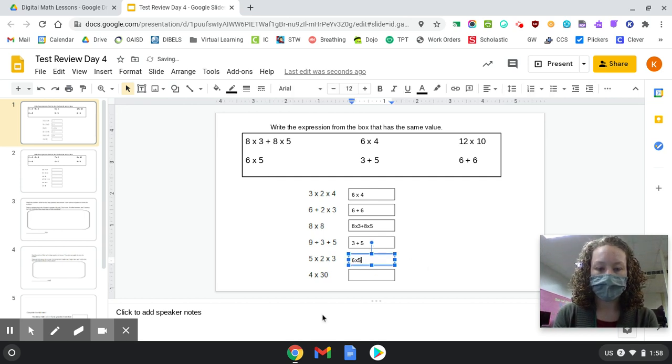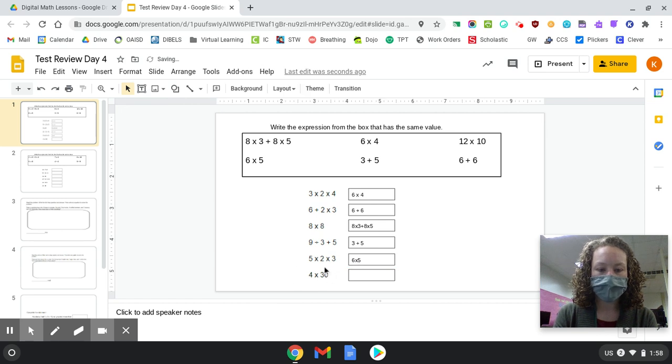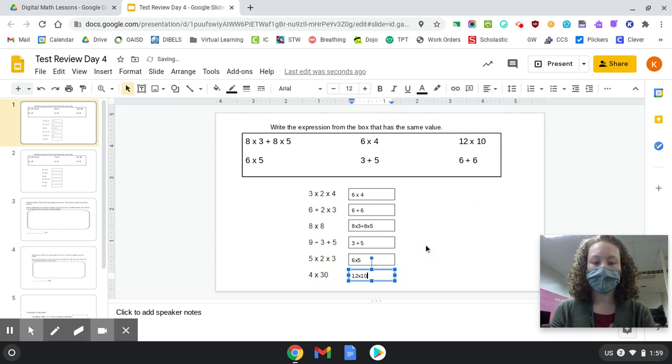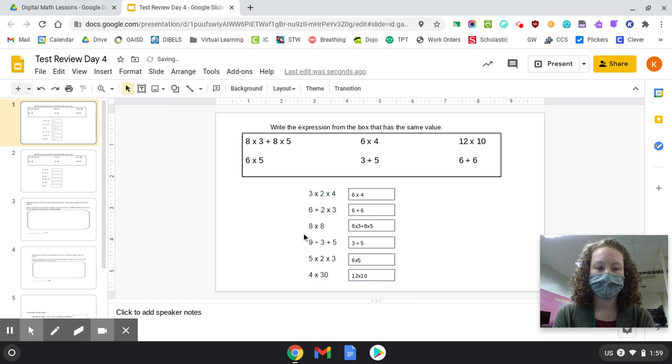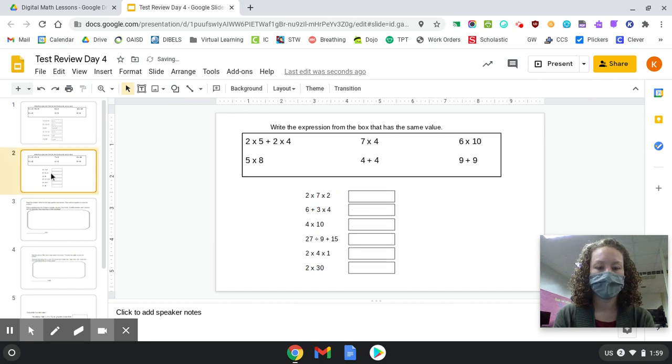And my last one, 4 times 30. Oh, cover up that 0. 4 times 3 is 12. Put the 0 back on. That makes it 120. Which one on my paper equaled 120? That would be this 12 times 10. So you're going to match the expressions up here with the expressions down here. They equal the same thing. You're going to do that on slide 2.